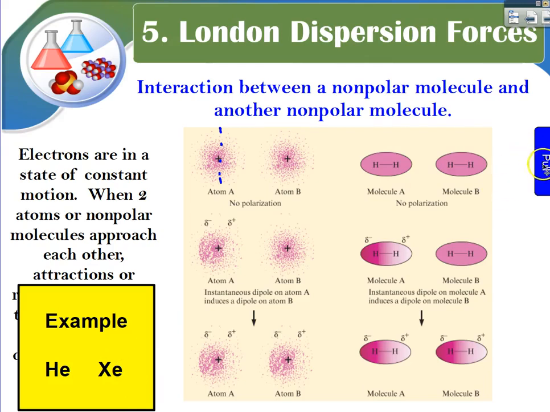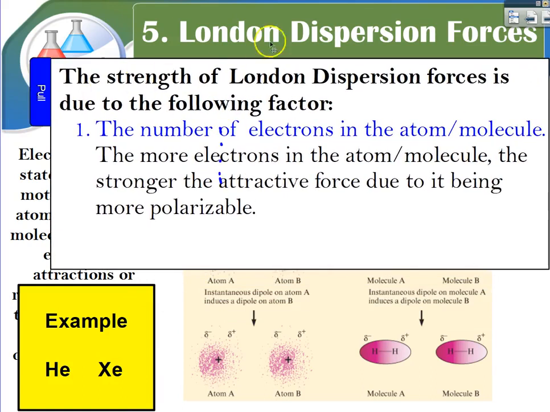So how can I figure out which one is stronger between the two? Well, since I'm looking at the electrons, then the number of electrons will tell me how strong it is. The more electrons I have, the stronger the attractive force. Because if I have a whole bunch of electrons, it's more likely that they'll move to one side and it'll be slightly negative and slightly positive.